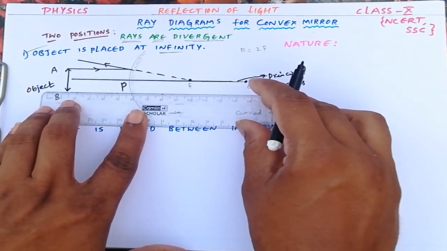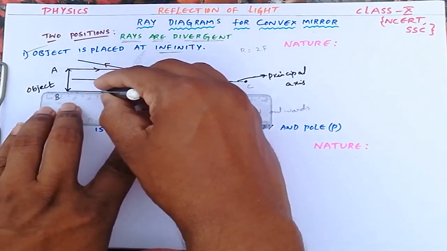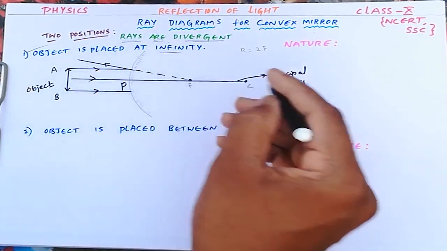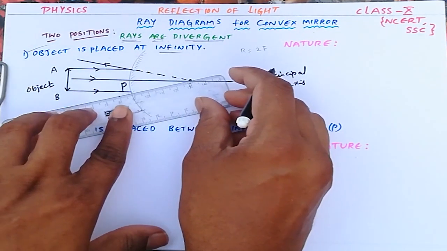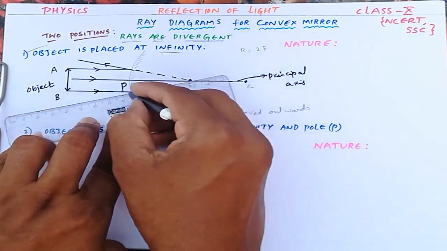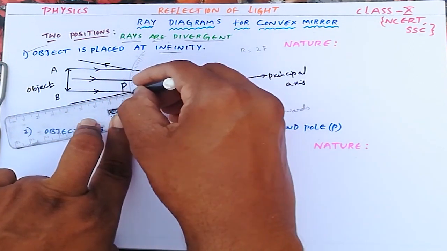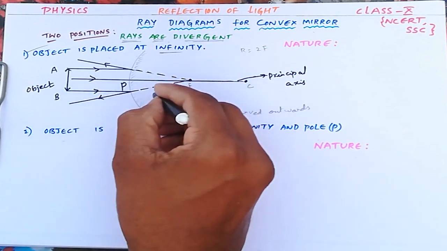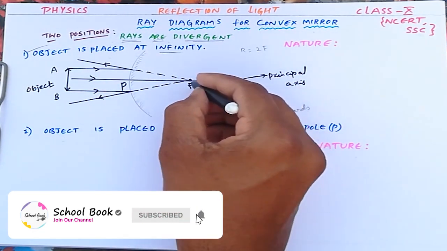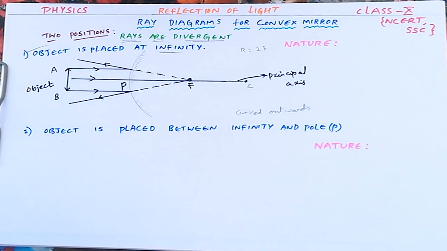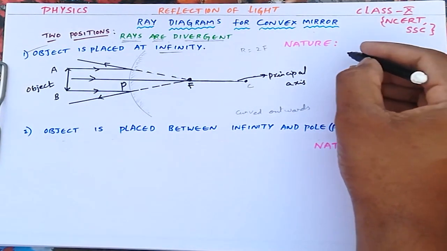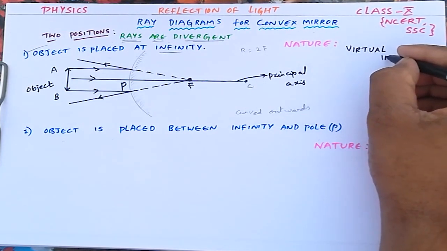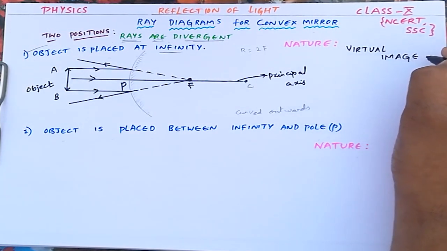Now the same way we'll do it down the principal axis. A horizontal line parallel to the principal axis onto the pole. So this is incident, and this is the reflected ray, represented with dotted lines inside the mirror. Now the image formation is at focus. The nature of the image will be a virtual image. Why? Because it is behind the mirror.